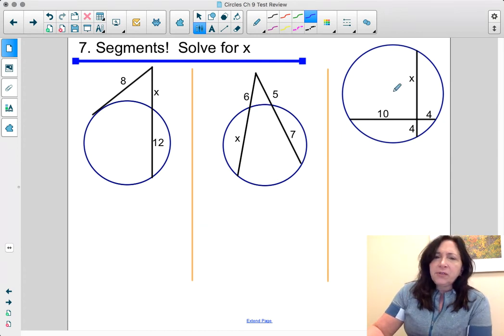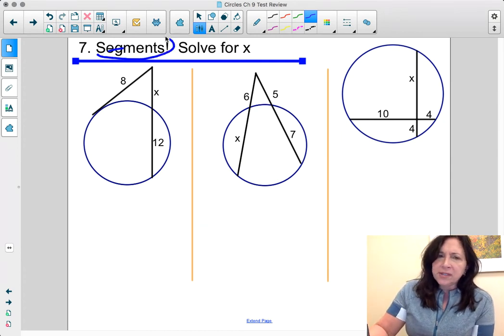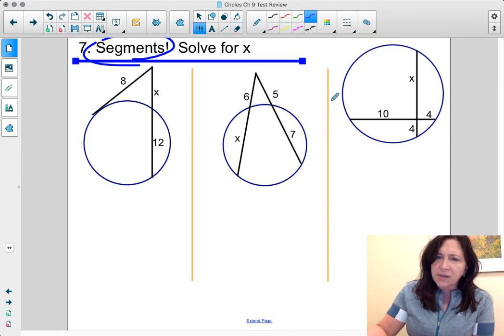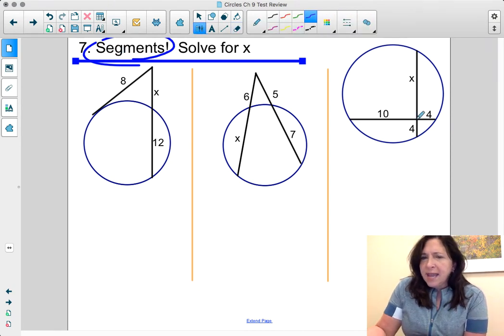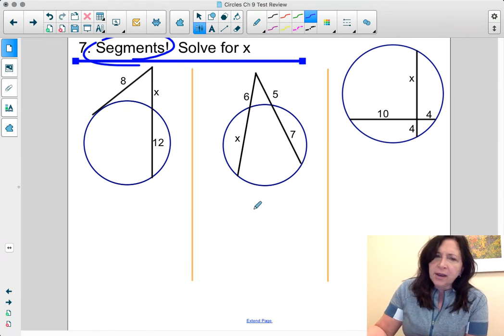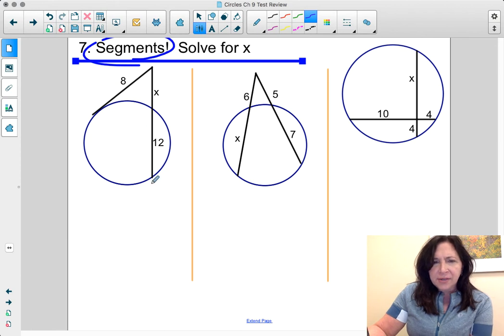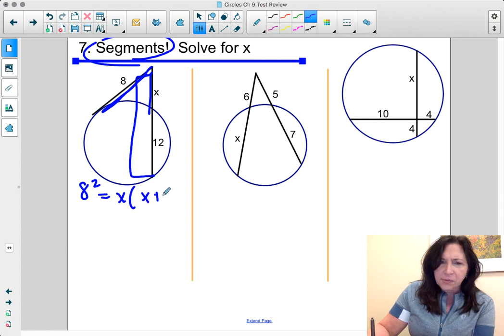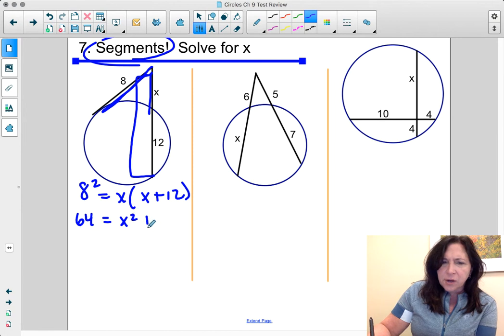The next problem: these 3 problems are all dealing with segments. Again, we had the same shapes for segments and the same shapes for angles, but one's asking for angles and one's for segments. This is for segments. When you have the tangent and the secant, you go 8 squared, which is 8 times 8, is equal to the outside times the sum. So it's x times x plus 12. So 64 is equal to x squared plus 12x.